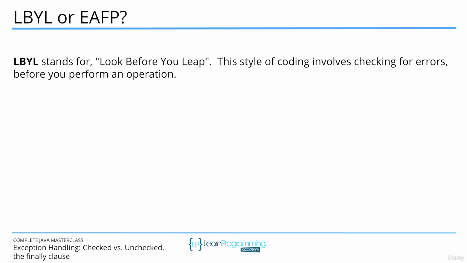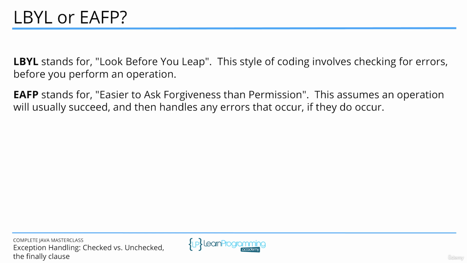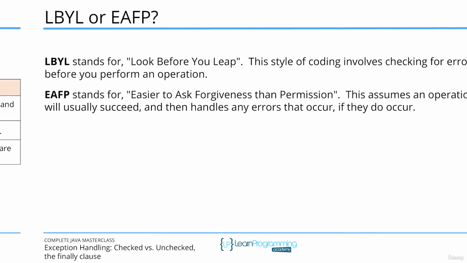LBYL stands for Look Before You Leap. This style of coding involves checking for errors before you perform an operation. EAFP stands for Easier to Ask Forgiveness Than Permission. This assumes an operation will usually succeed and then handles any errors if they do occur.